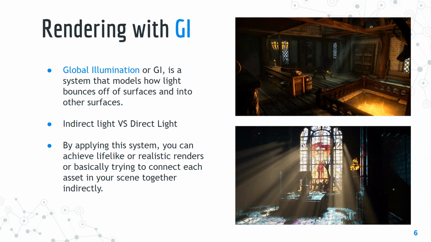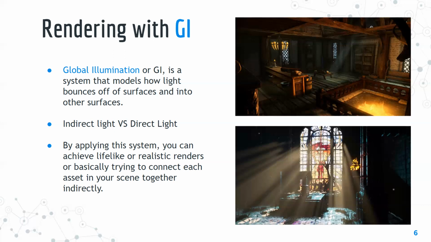By applying this system, you can achieve lifelike or realistic renders, basically connecting each asset in your scene together. With global illumination, you can also get something like this: our God rays. But these God rays are harder to render, because that involves a lot of rendering time, since what we're doing here is using volumetrics. We'll skip volumetrics for now and come back to it in the future.